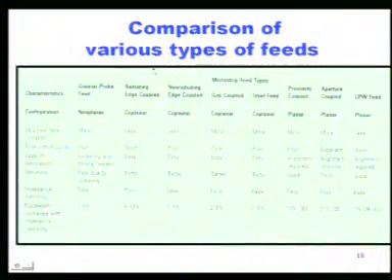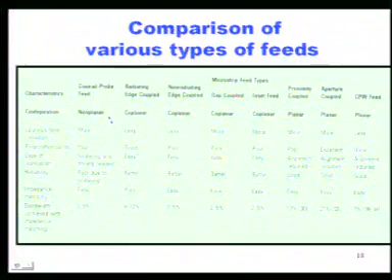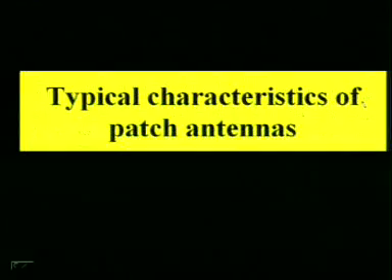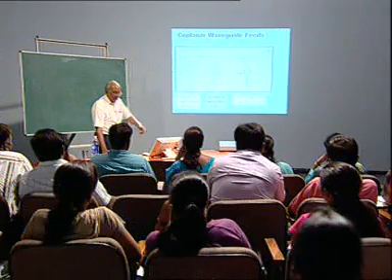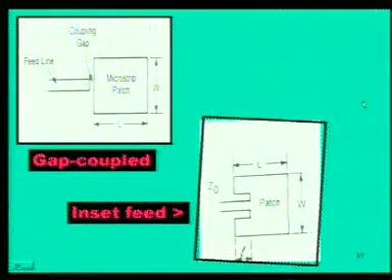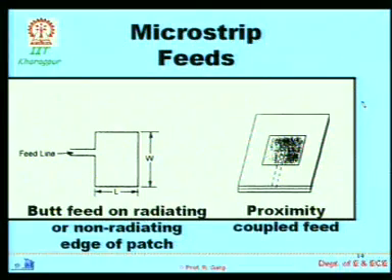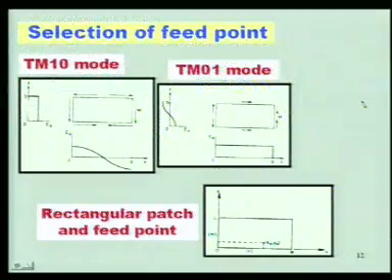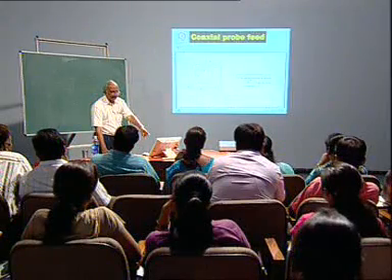Yeah, this is the comparison between the various types of feeds. It talks about coaxial probe feed, radiating edge coupled, non-radiating edge coupled, gap coupled, inset feed, proximity coupled, aperture coupled, CPW feed. If you go back, these are the coplanar waveguide feeds. This is aperture coupled microstrip feed. These are gap coupled and inset feeds, and this is butt proximity coupled feed, etc. So, these are the various feed types we have looked into, and this is coaxial probe feed.